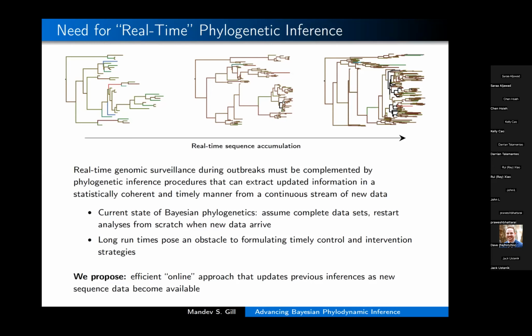However, the current state of Bayesian phylogenetics is such that we assume that the data set is complete when we start the analysis. If new data become available after starting the analysis, we have to stop the analysis, discard our results, and then restart the analysis from scratch on the expanded data set. And given the long computational runtimes frequently encountered in Bayesian phylogenetics, this is a major obstacle. So to remedy this, we propose an efficient online approach that updates previous inferences as new sequence data become available.